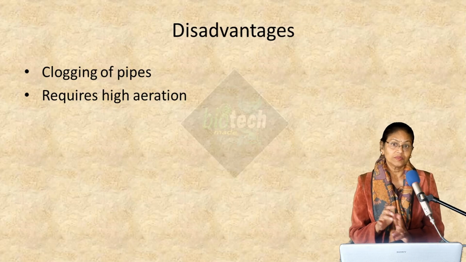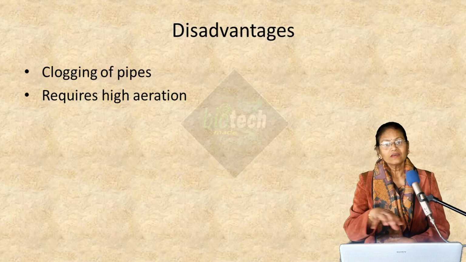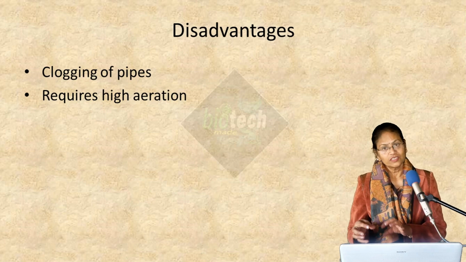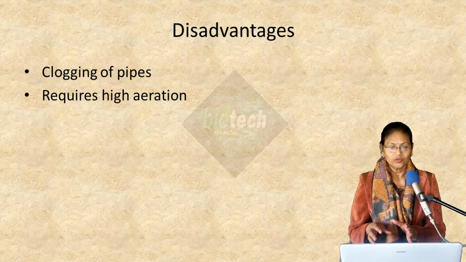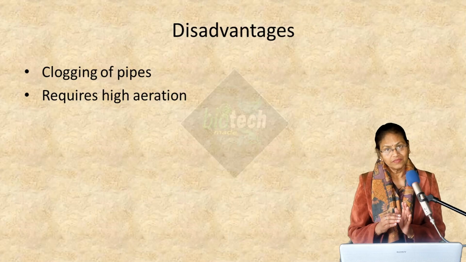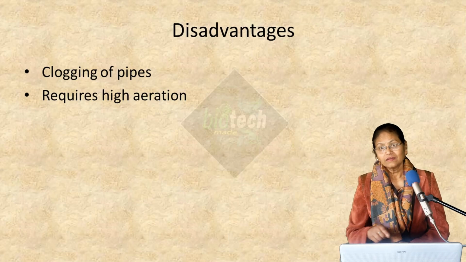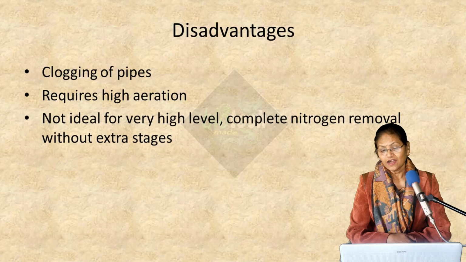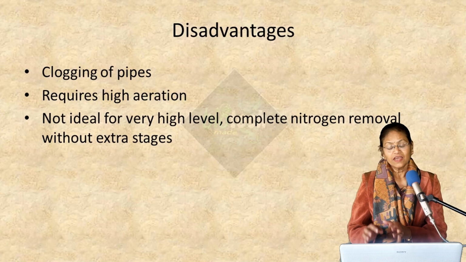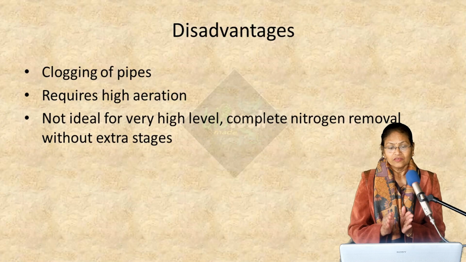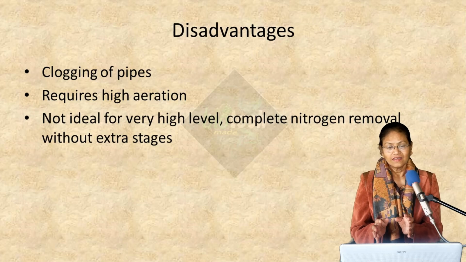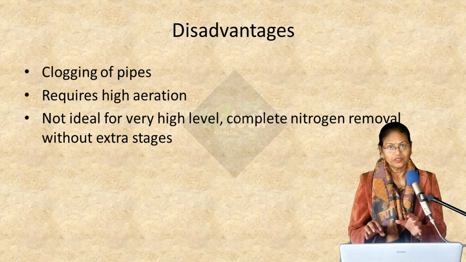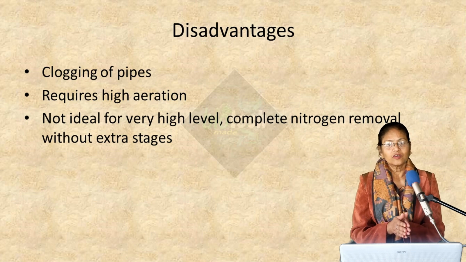It is serving a dual purpose. It is moving the carriers, and it is also giving oxygen to the microorganisms to grow. So aeration is needed all the time so that the carriers keep moving. This requires high aeration, which is not ideal for very high-level or complete nitrogen removal. So this is again a problem. If we want complete nitrogen removal, then this system is not very good.